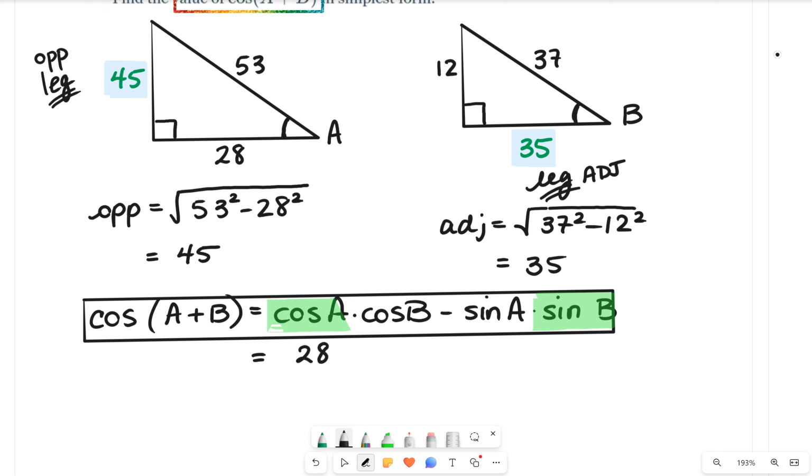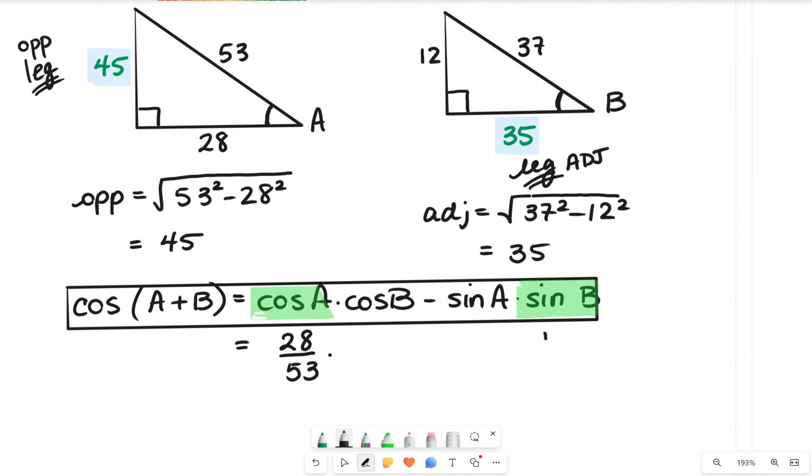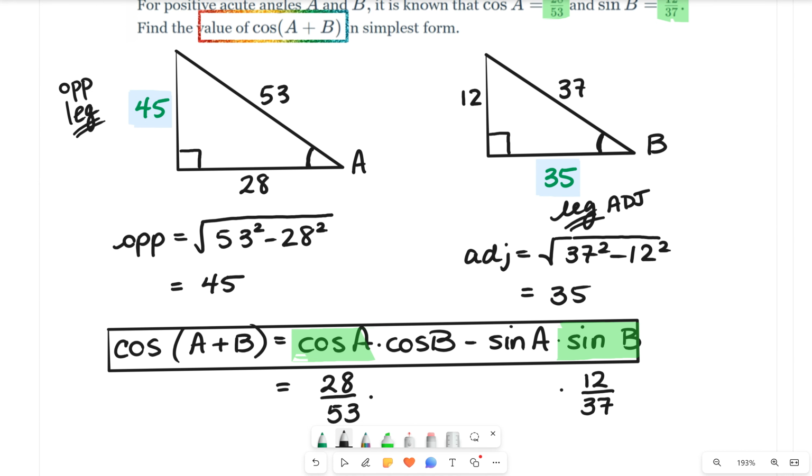28/53, so I'm substituting. Cosine B I don't have yet. Sine B was 12/37, so I'm going to put it underneath sine B in place of, it's called substitution, 12/37. So I need to find cosine of B, and I need to find sine of A. We need to go to the sketch to find those values.